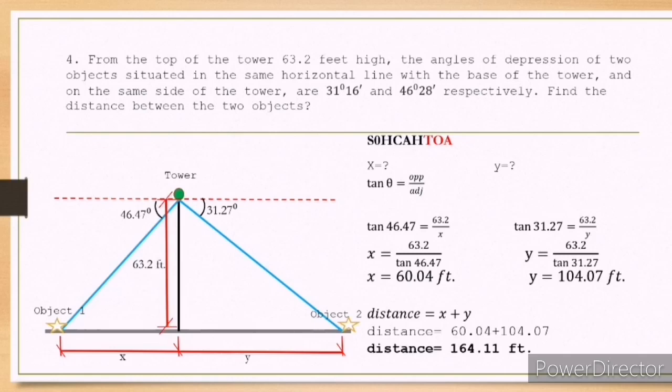So the distance is equal to x plus y. The distance is 60.04, that is the x, plus 104.07, that is the y. Subtract. So the distance is equal to 164.11 feet.